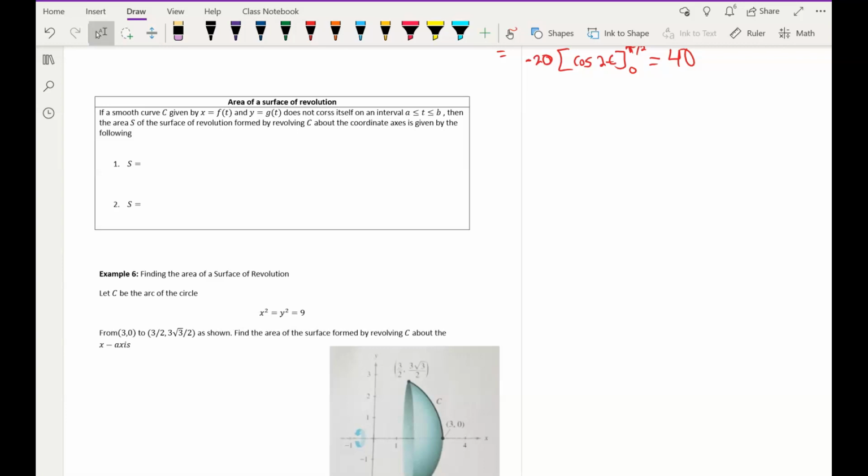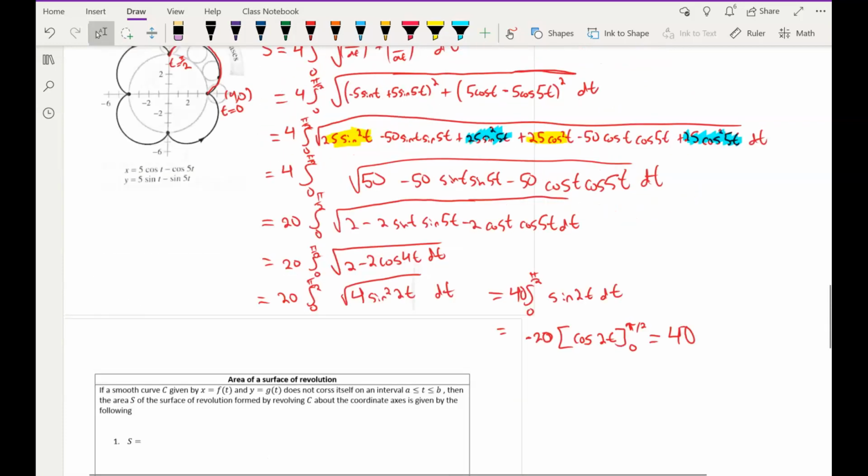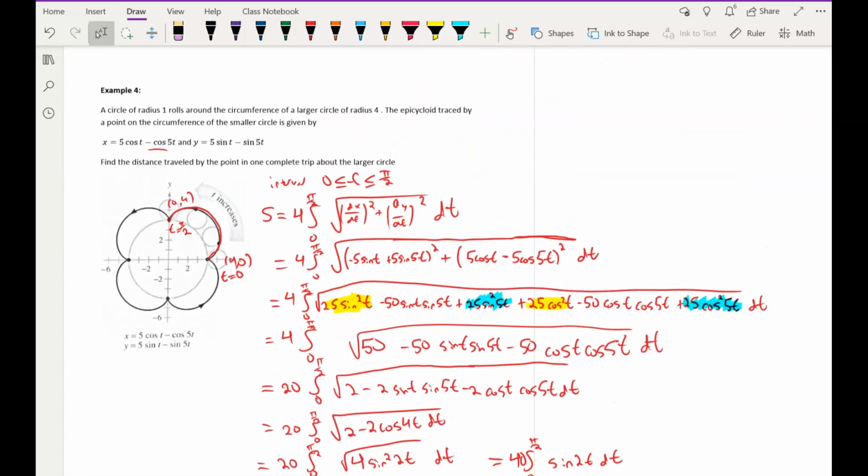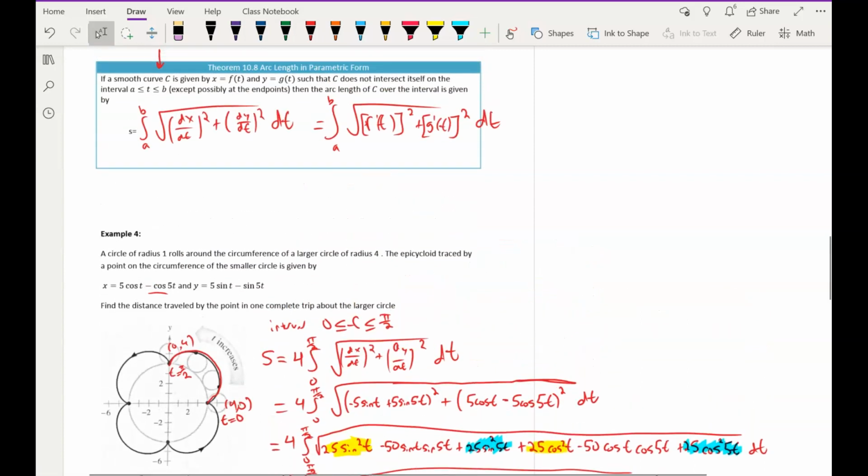Area of a surface of revolution. Think back to solids of revolution, revolving about the x-axis, y-axis, and so on. So we're going to apply that with parametric equations. If a smooth curve C, and keep in mind how a smooth curve is defined. I want to revisit that. So that was important. We had to know that this was a smooth curve. And we know that it is a smooth curve because we're going from 0 to pi over 2.